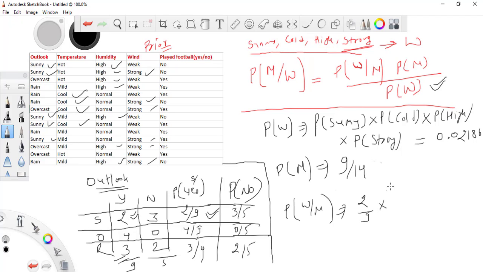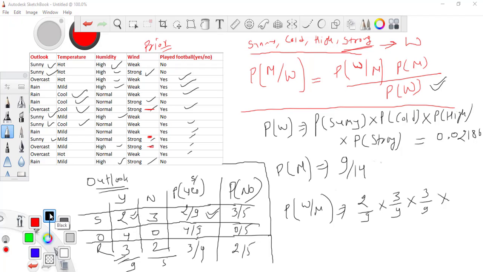Similarly, I'll get probability of temperature being cold given the match was played as 3 by 9. Similarly, humidity being high given the match was played, I will have again 3 by 9. Similarly, for wind being strong and the game was played, let's see this and calculate it so that you understand. So there are 1, 2, 3, 4, 5, 6, 7, 8, and 9 instances where game was played. Out of that, if I see where wind was strong, so this is one instance, this is one instance, this is one instance. So in total, I will have 3 by 9 is the probability over here.